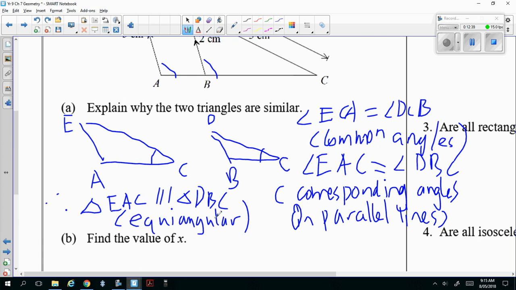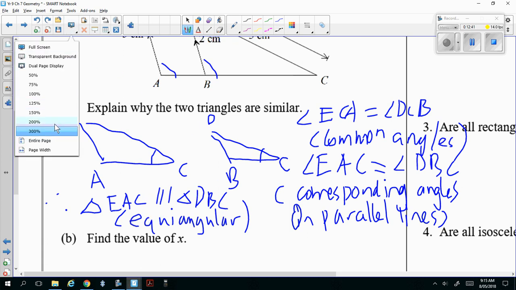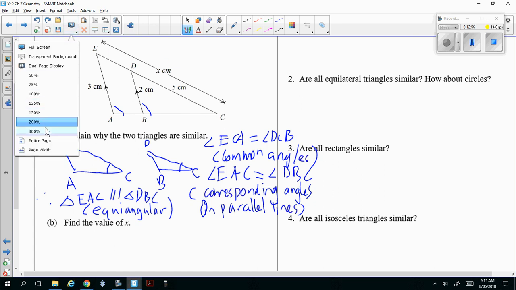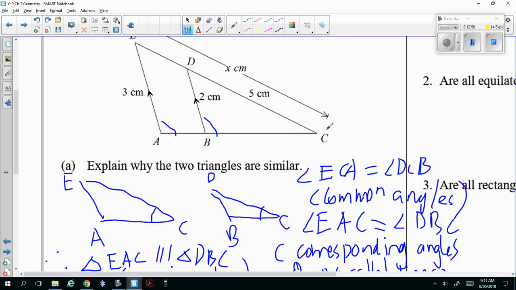Okay, now we're going to find the missing value of x. We're going to take a different approach. Instead of finding a scale factor, you don't need to do that. Let's do it differently, and that's much quicker, and it's more likely you get the right answer. Let's label the side length. This is x, this is 5, this is 2, this is 3, right?